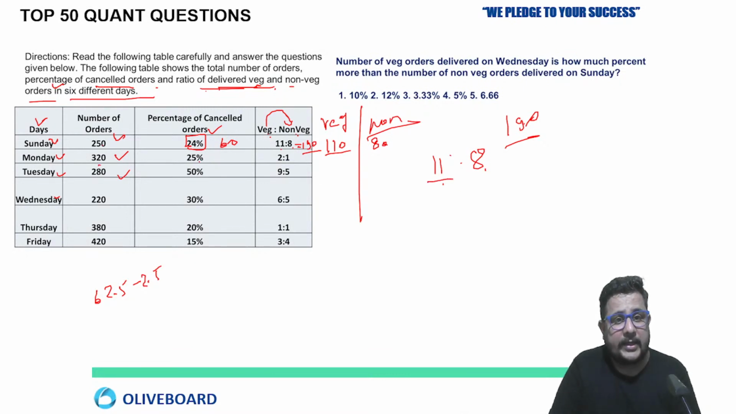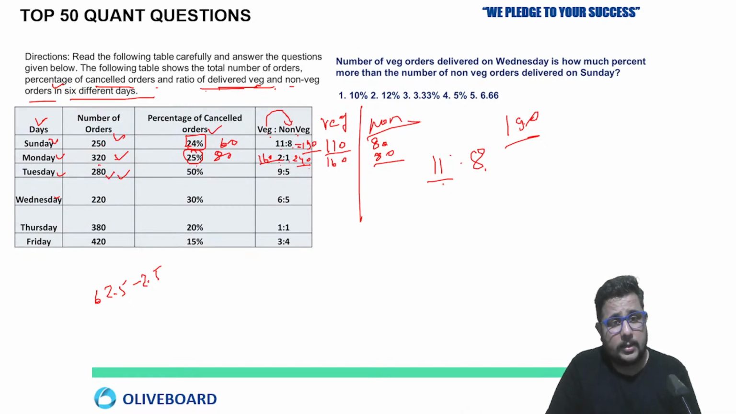Similarly here, 320, 25% means 1/4, so that is going to be 80. 320 minus 80, 240. And the ratio is 2 to 1, means 3x equal to 240. So x is equal to 80. 80 multiplied by 2 means there will be 160 veg orders, and non-veg is going to be how much? 240 minus 160, so 80. Hope you are getting it.